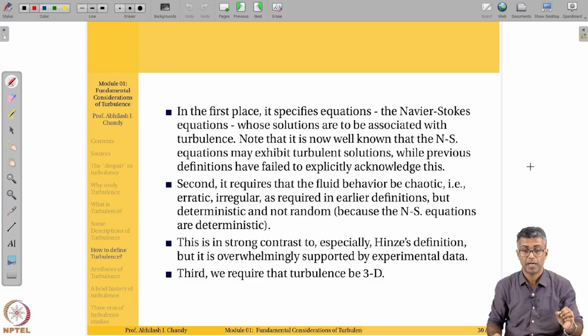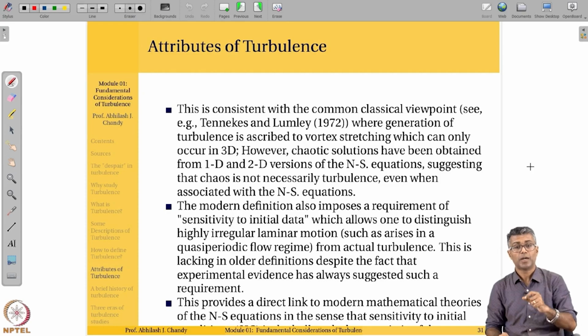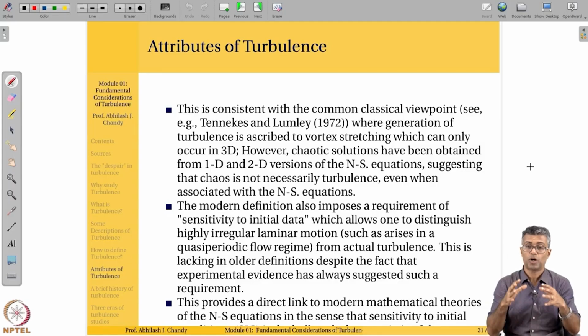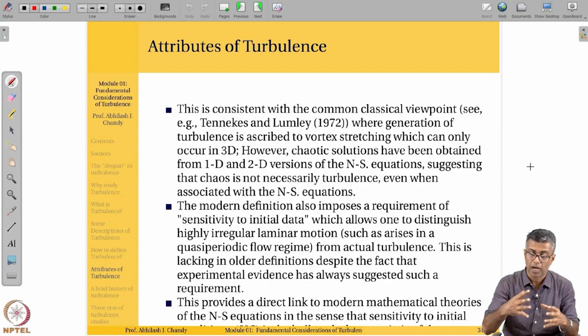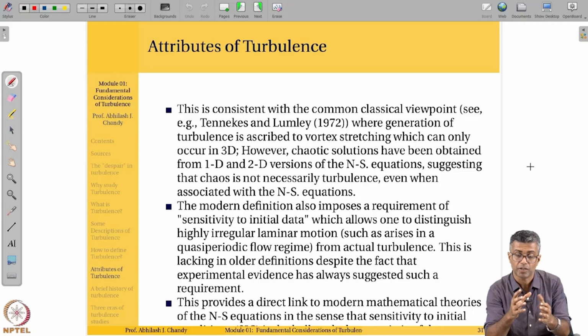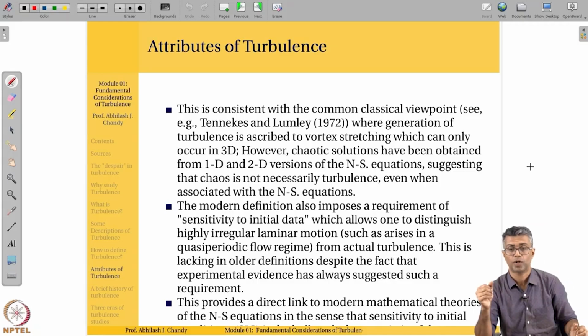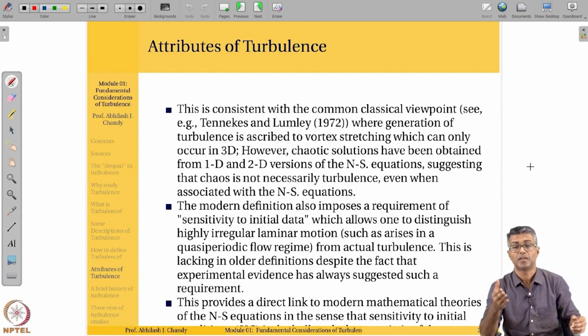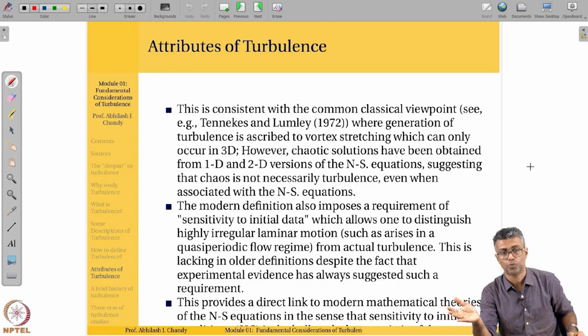It uses the word three-dimensionality, three-dimensional. So turbulence is 3D. And that is supported by a whole discussion in Tennekes and Lumley's book, where he talks about how vortex stretching plays a huge role in turbulence generation and propagation. Vortex stretching is a mechanism where the vortices get stretched and the large vortices are broken up into smaller and smaller vortices. This vortex stretching term is absent in the 1D and 2D vorticity transport equations. It is only present in the 3D vorticity transport equations. Hence, turbulence is a 3D phenomenon and not a 1D or a 2D phenomenon.